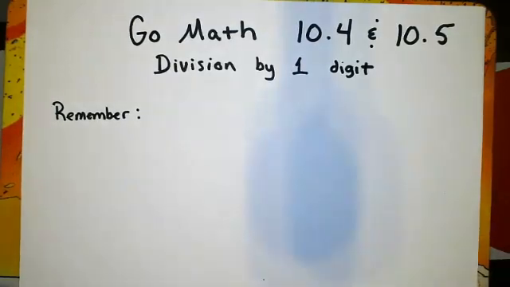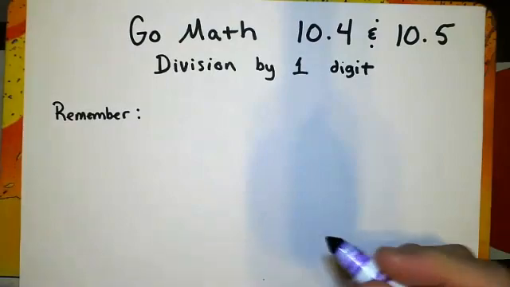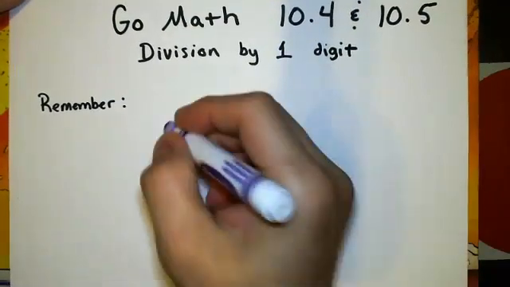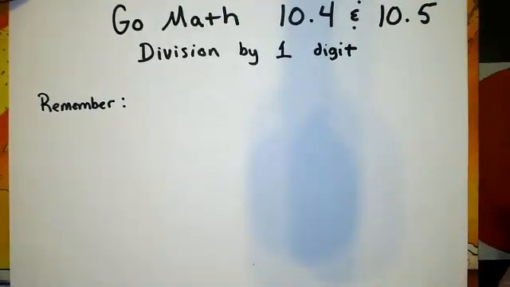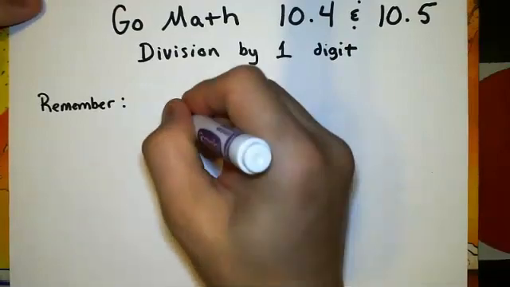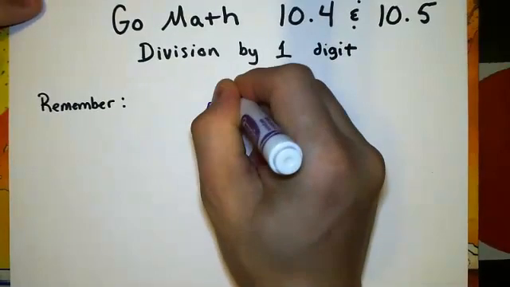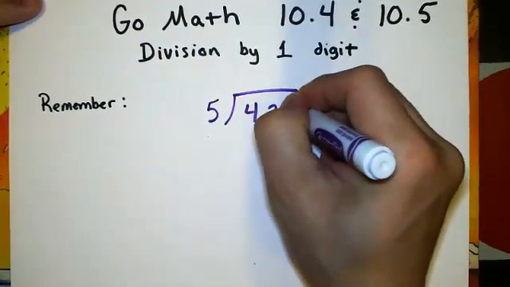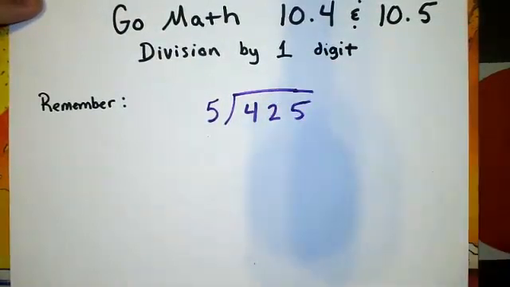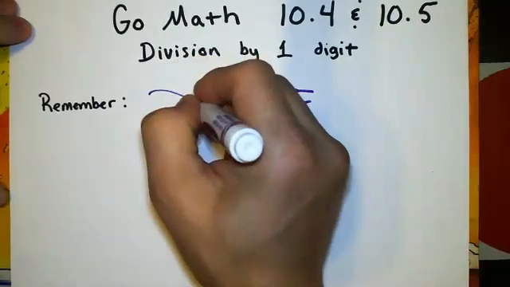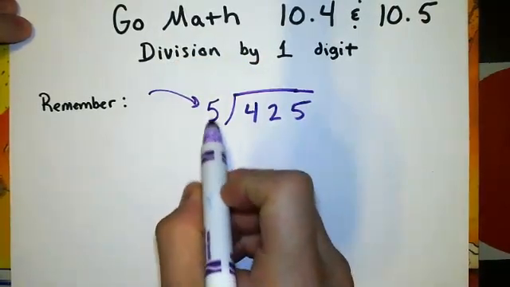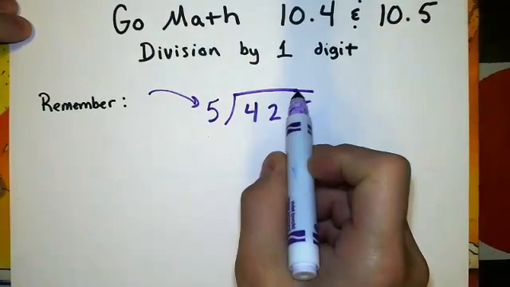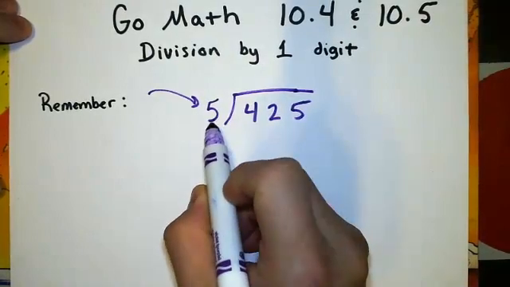So going back to remembering how to divide. I'm just going to make up a problem here, and I'm going to divide by 5 just because most of us know our multiples of 5. So I'm going to do 5 divided by 425.